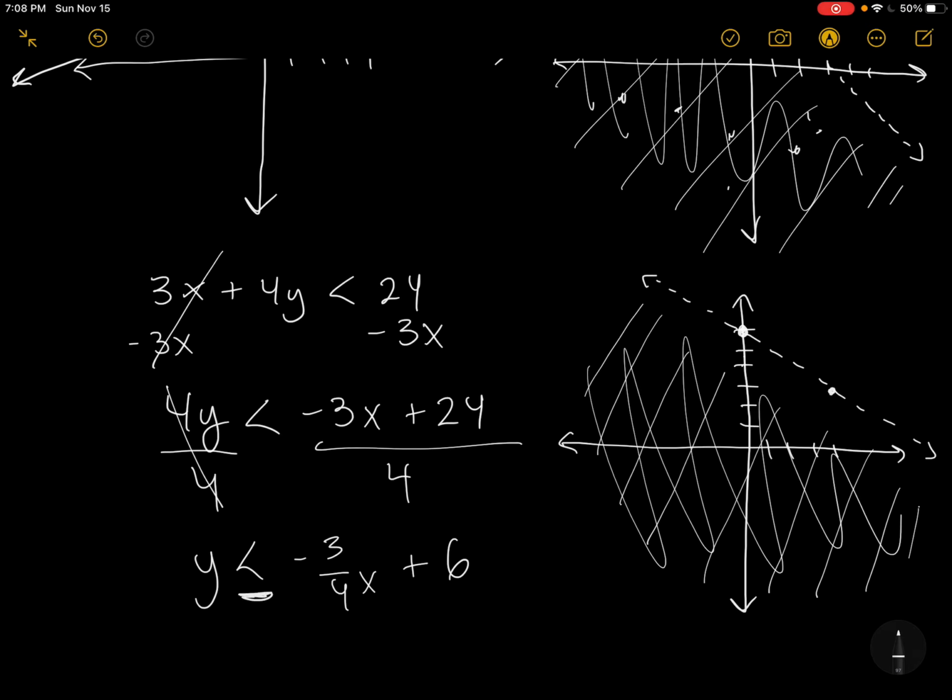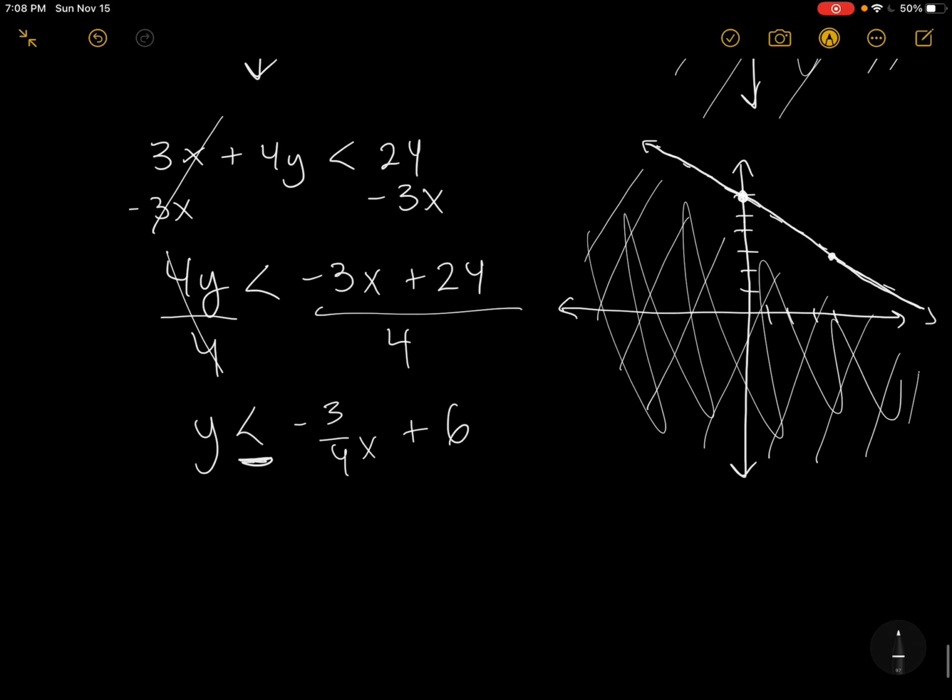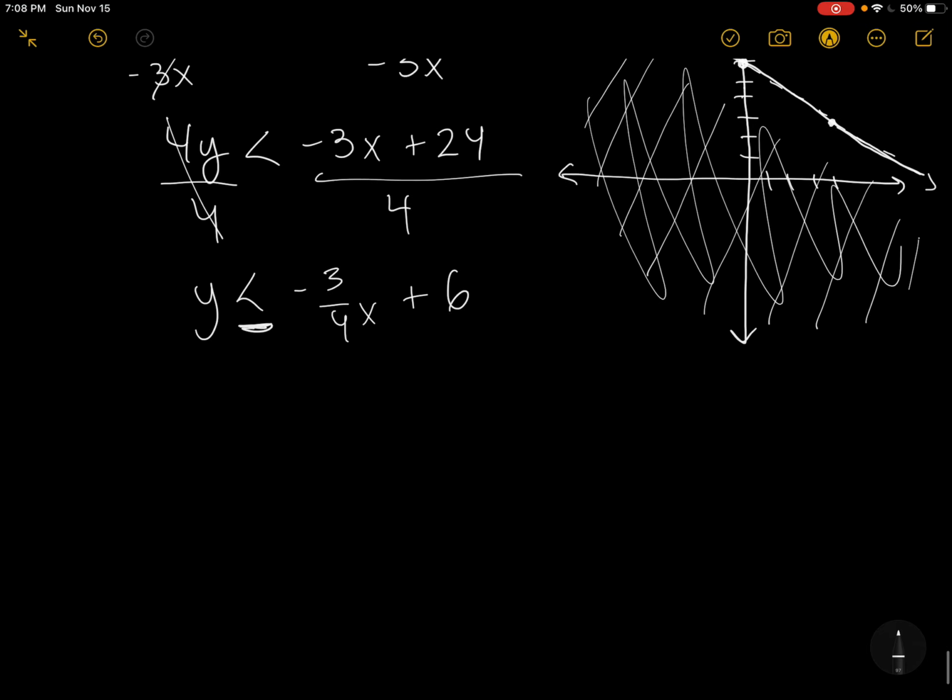If it's less than or equal to, then I would make my line solid, right? Because it can equal the line or it can be less than. So it's going to be the line and the shaded area is your right answer. And that's how you graph. So it's still using slope-intercept form. You still use the same concepts. You're just going to add shading and dashed lines, right?